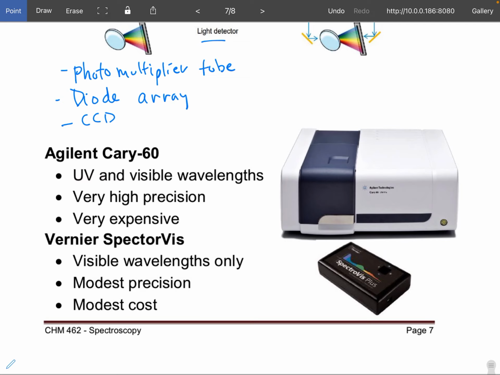And so instead, we're going to use the Vernier SpectroVis. These devices here, maybe you've used them in other courses. These have some limitations in that they really only look at visible wavelengths and barely some near UV. Their precision is modest, and the cost is modest as well.